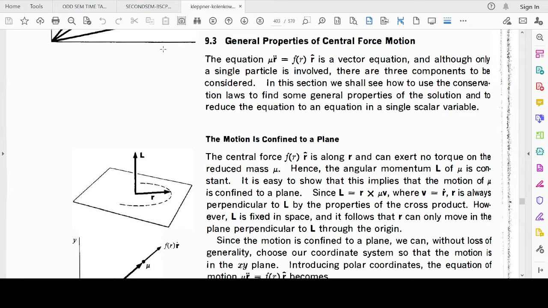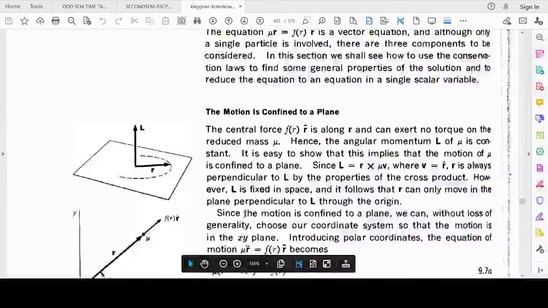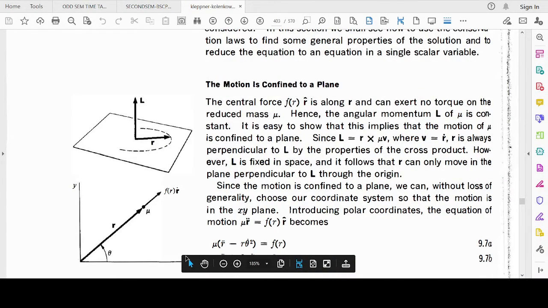So since the motion is confined to the plane, the next step, in order to solve this central force problem, is we choose a coordinate system so that the motion is in the xy plane. So what I have to choose is polar coordinates. So now the central force equation you have to write in the polar coordinates.